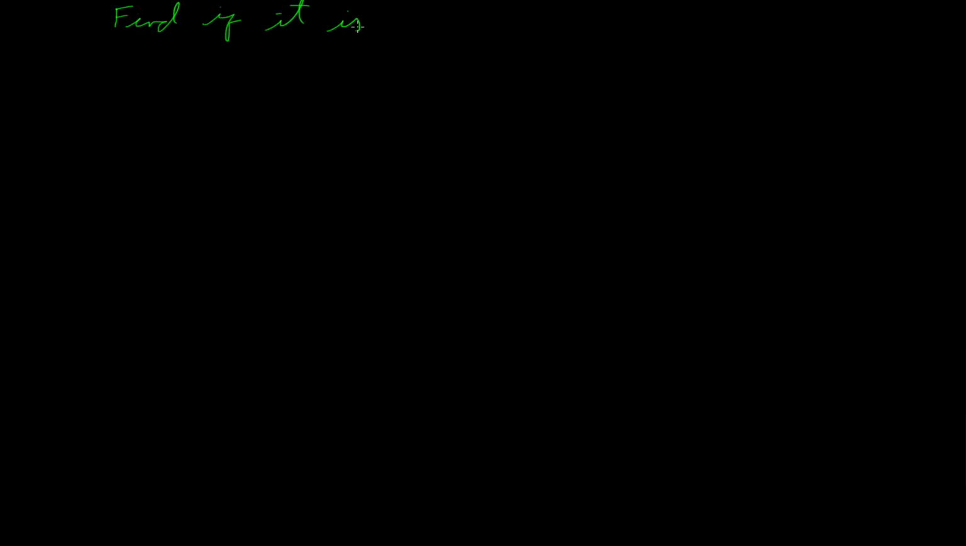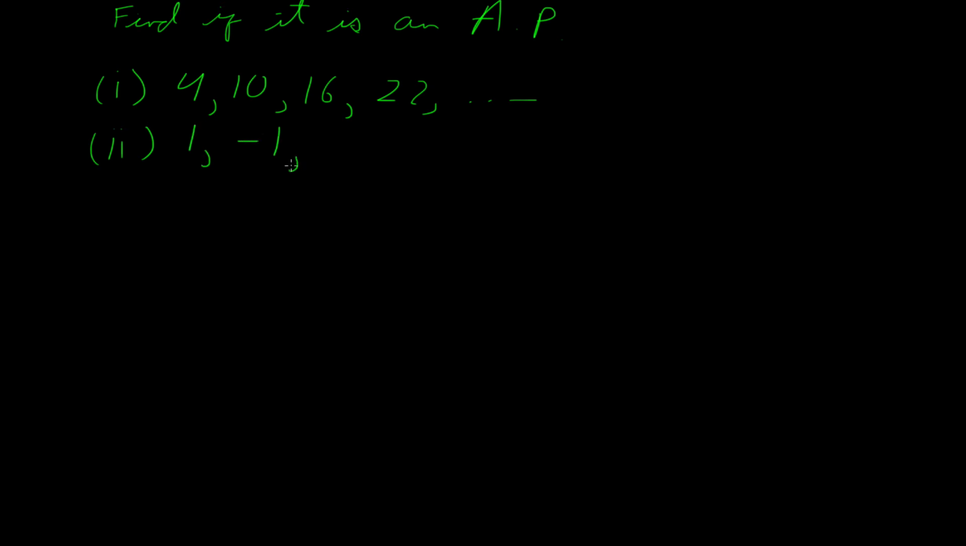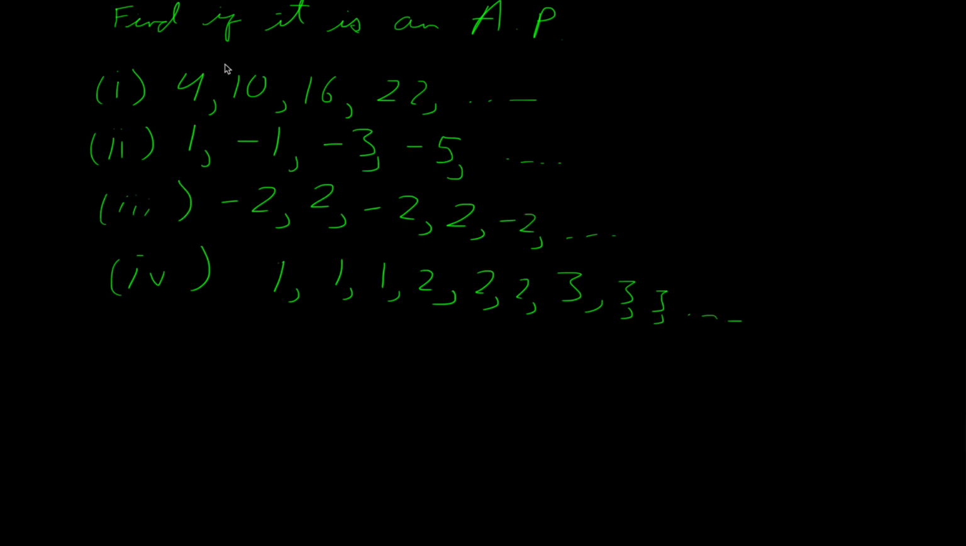Let us have a look at one more example. We need to find if these sequences are in an AP. Start here. What do we have as a difference here? 10 minus 4 is 6, 16 minus 10 is 6, 22 minus 16 is 6. So the common difference remains constant. So it is an AP.